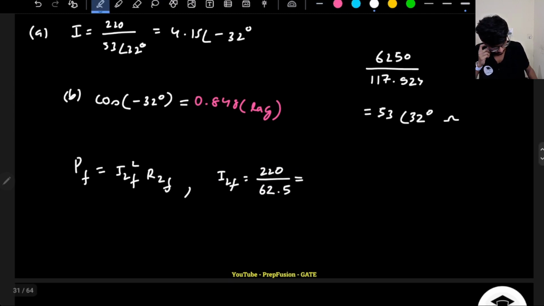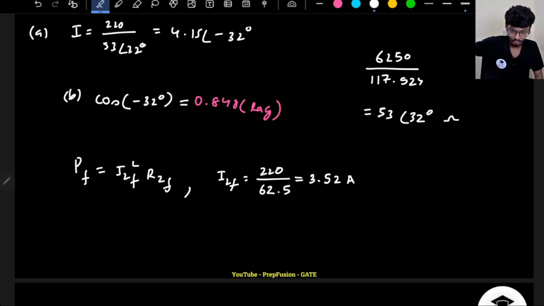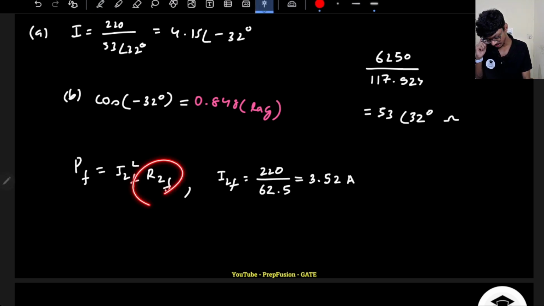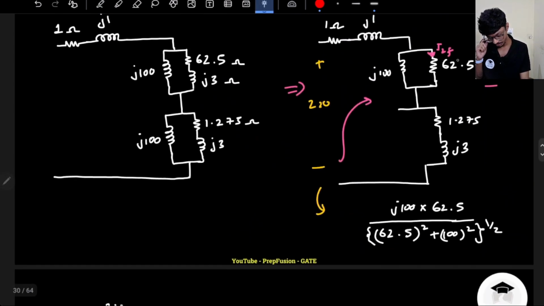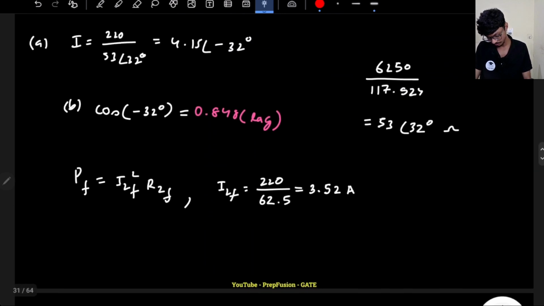$62.5. So this will be 220 divided by 62.5. So this will be 3.52 amperes. So this is my forward field current. Now I know the resistance. Resistance already we have calculated, right? 62.5. So it's very easy to calculate the power.